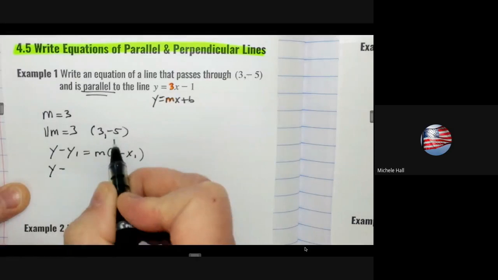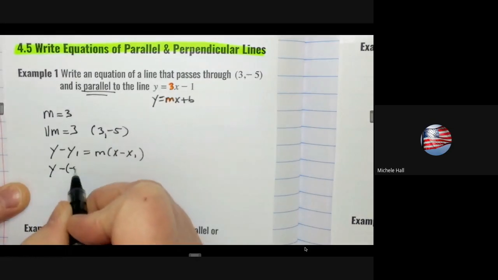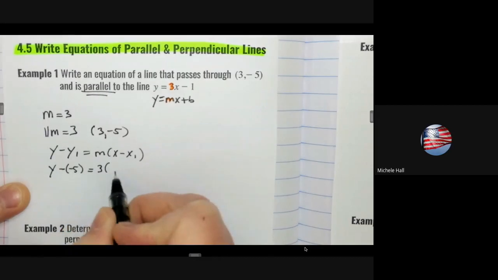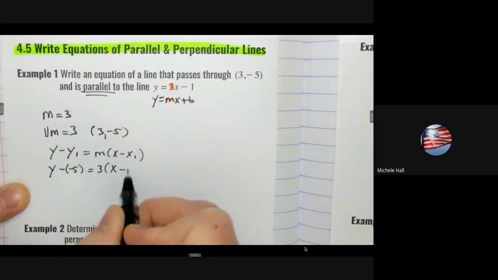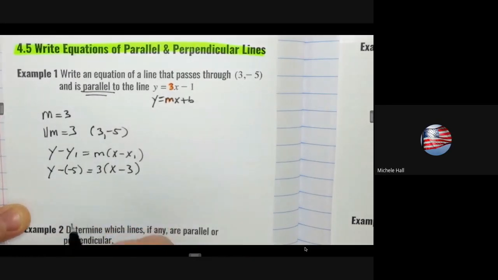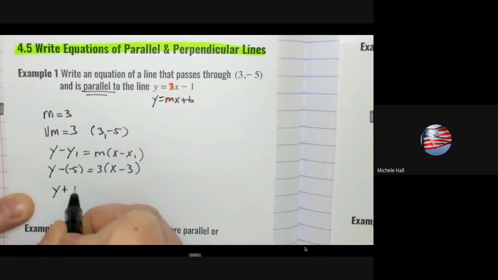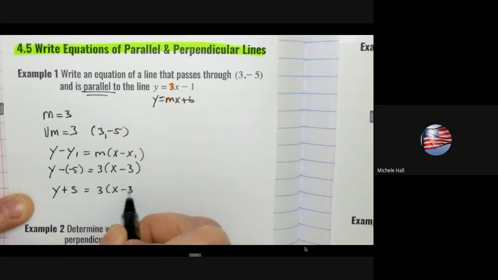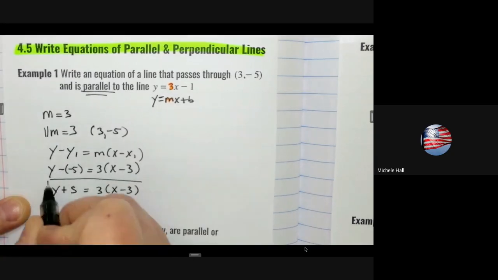y minus -5 equals my parallel slope of 3, and then times (x - 3). Clean up those double negatives. Done.